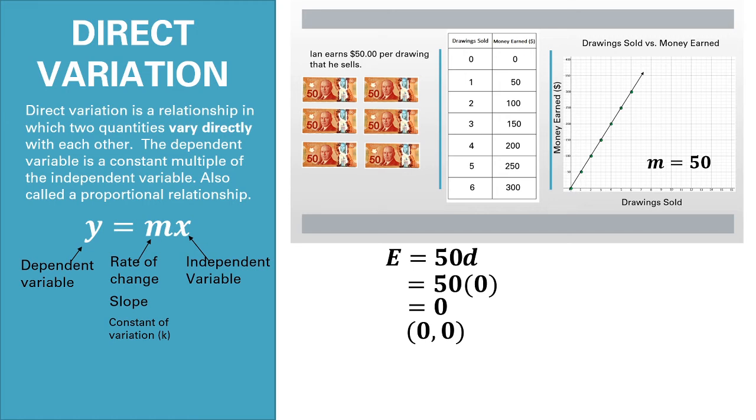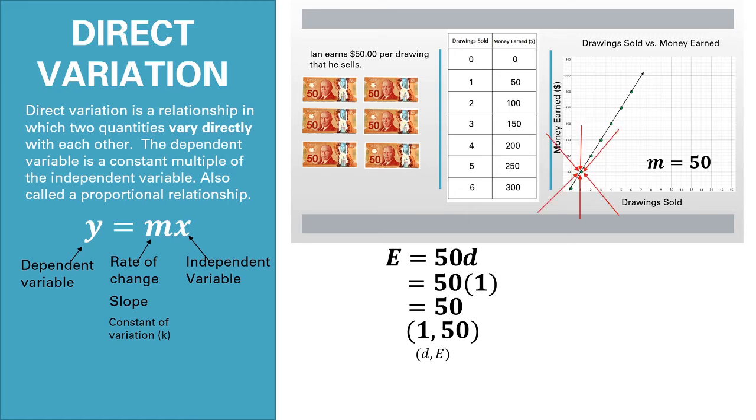If I put in 0 for D, I get 50 times 0, I get 0, which is the set of coordinates (0, 0). D is the first 0 for drawings sold. E is the second 0 for money earned. And you can see that on the graph right there. What about if Ian sells one drawing, then he earns $50. That is the point (1, 50). And you can see that on the graph here.